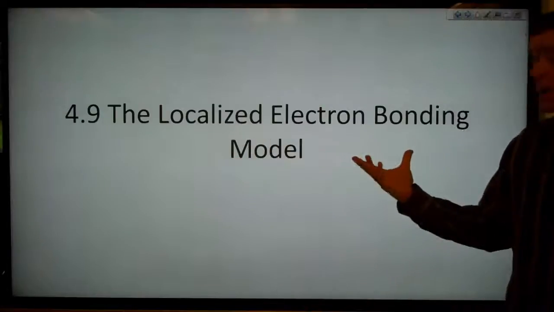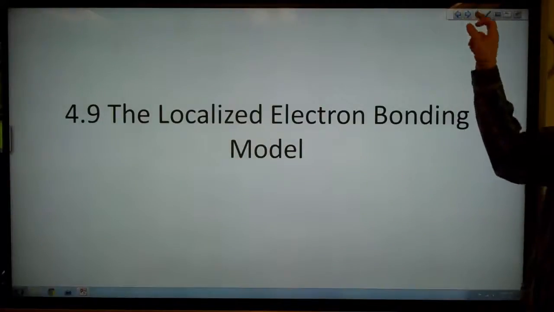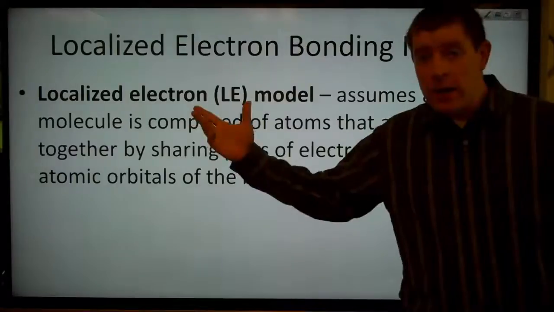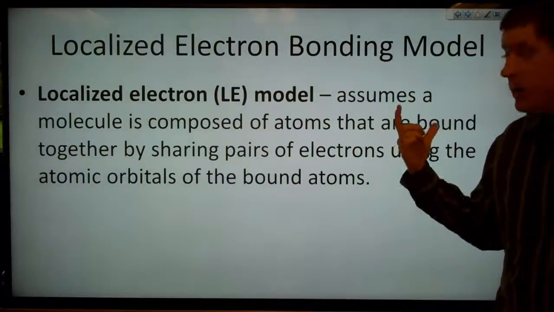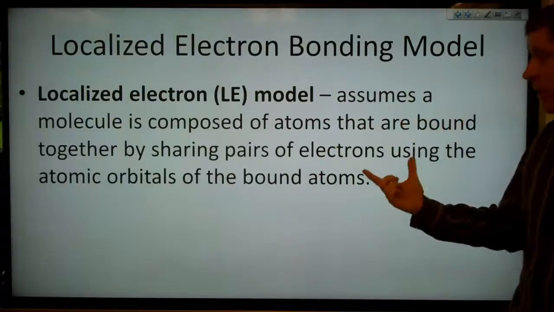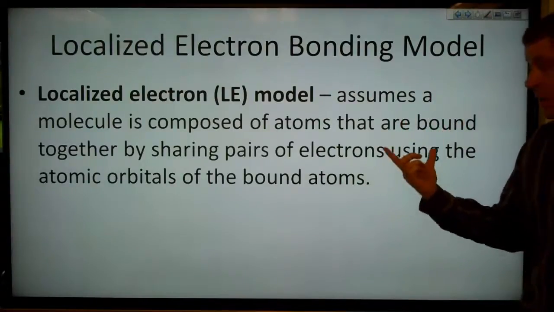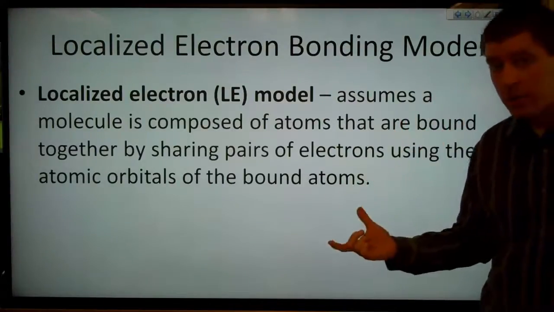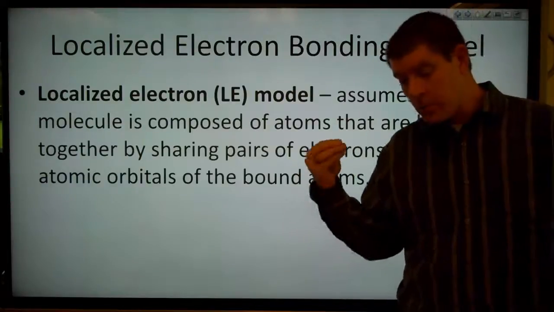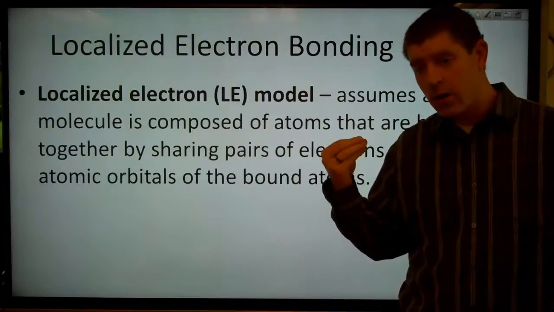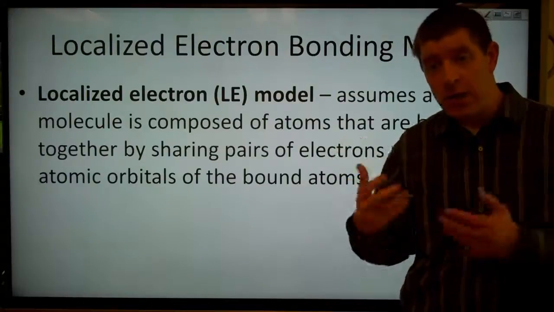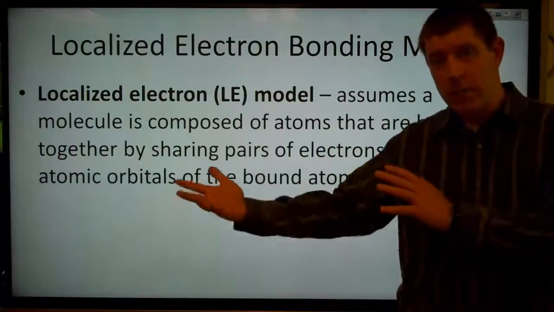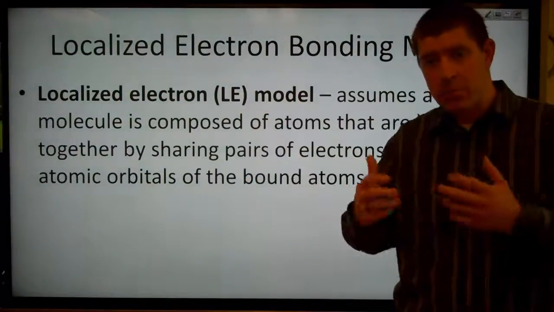Welcome to the Localized Electron Bonding Model. So the Localized Electron Model, or the LE model, assumes a molecule is composed of atoms that are bound together by sharing pairs of electrons using the atomic orbitals of the bound atoms. So what we're assuming here is that the electrons aren't moving out of the orbitals that they're in. They're staying in the orbitals that they were in the unbound atoms. Now we're just sharing them.